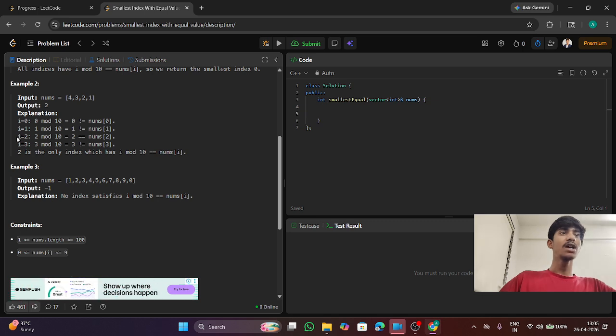And index i equals 2, 2 mod 10 is 2, nums[2] value is also 2, so 2 equals 2, it is true. So return the smallest index, so answer 2.